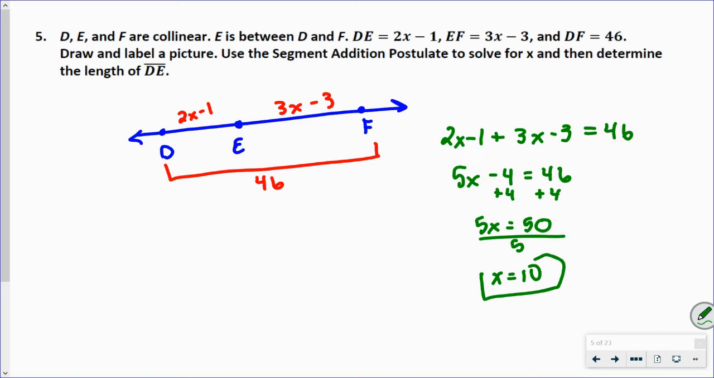So that was part of the answer, but then we got to make sure we go back because now it wants the length of DE. DE is 2x minus 1. I know that x is 10, so that's 2 times 10 minus 1. 2 times 10 is 20. Minus 1 is 19. So DE equals 19. Notice I didn't put a segment above this DE because I used the equal sign, and we're actually talking about the number or the measurement, not the actual shape.